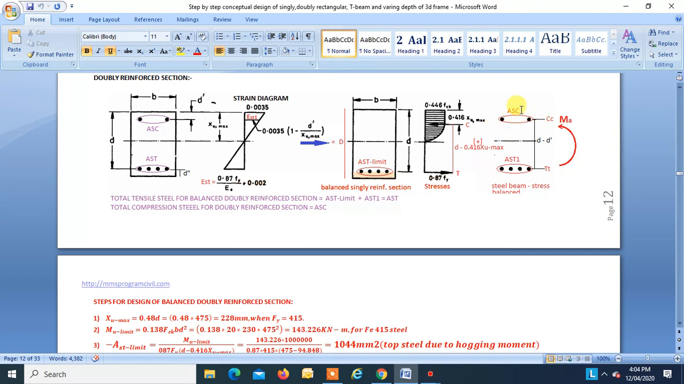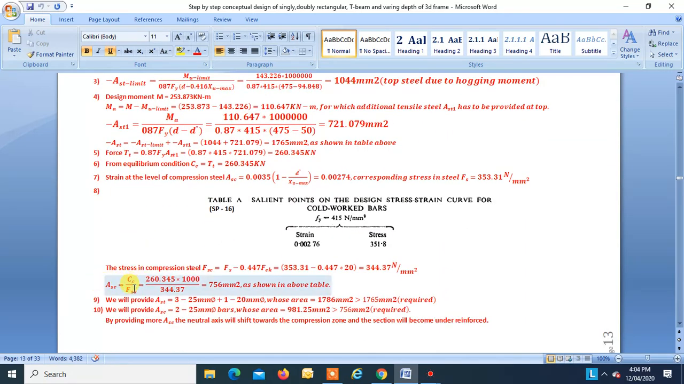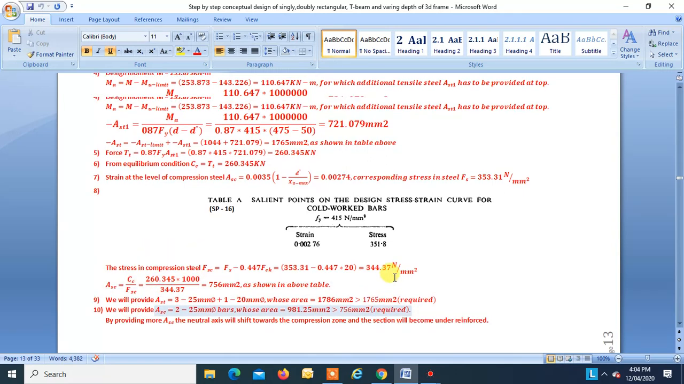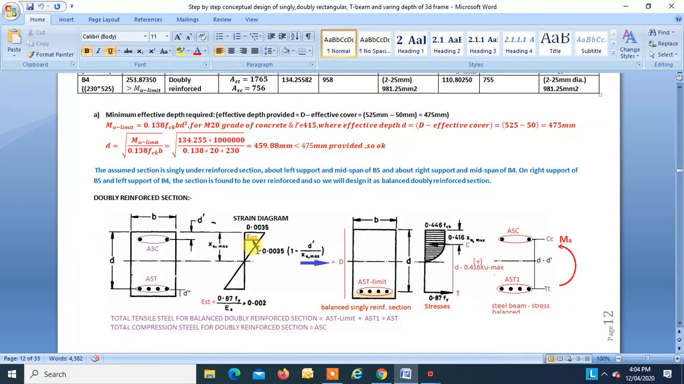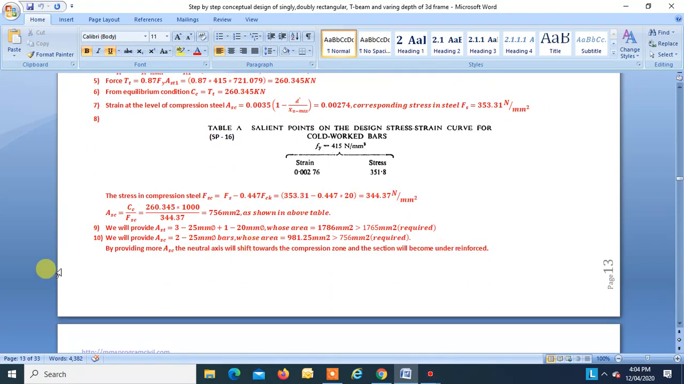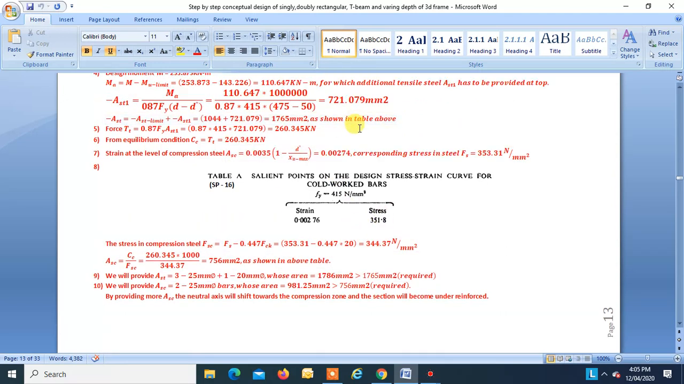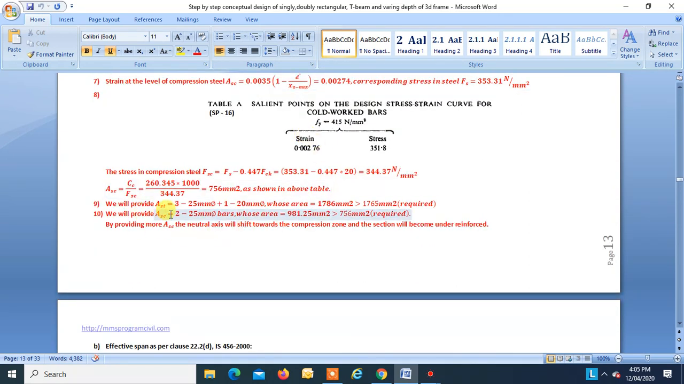Now you know the stress, you can find ASC. CC divided by stress is ASC. Okay, so CC divided by Fs is equal to ASC, that is 756 mm square, which we have written over here in the table, right? Now these are the required areas of AST and ASC. So we will provide three numbers of 25 mm dia bars plus 1 number of 20 mm dia bar whose area is 1786, greater than 1756 required. Okay, 1756 required, right? And in ASC we will provide 2 numbers of 25 mm dia bar whose area is 981.25, greater than 756 required, right? 756 required.